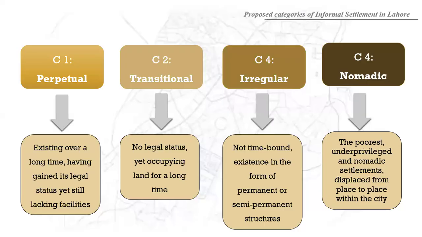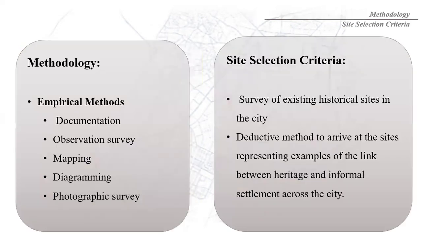As discussed earlier, Lahore is unique as it embeds within it various types of Kachi Abadis. Broadly, the hierarchy of the types of these settlements can be stated as such. The one which is perpetual informal settlements, transitional informal settlements, irregular informal settlements, and nomadic informal settlements.